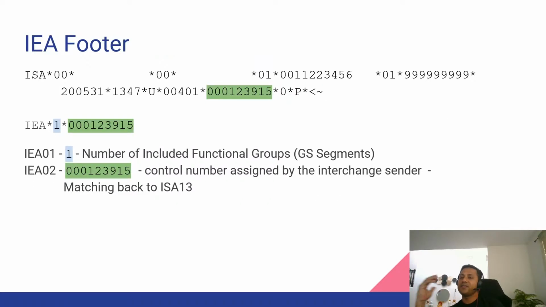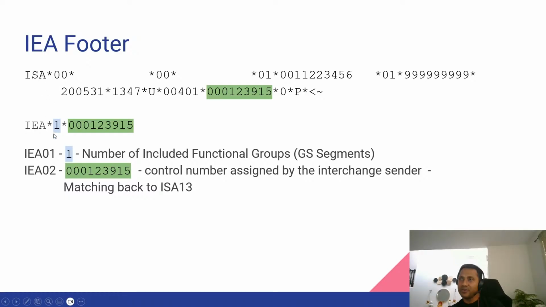Last but not the least, at the very end of every file, after all transaction data has been included, you have a final segment called the IEA segment. This is called the interchange control trailer, also referred to as a footer. The IEA segment contains two key numbers. The first one is the number of included functional groups, or GS segments, which we will cover in our next lesson. This tells how many functional groups, or GS/GE pairs, are inside the interchange. A single interchange can contain multiple functional groups, so this number defines how many GS/GE segments there are.